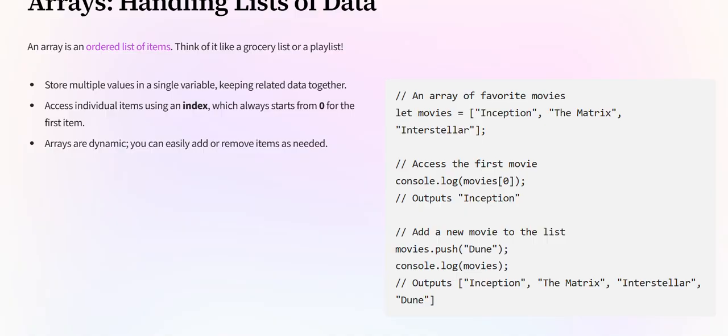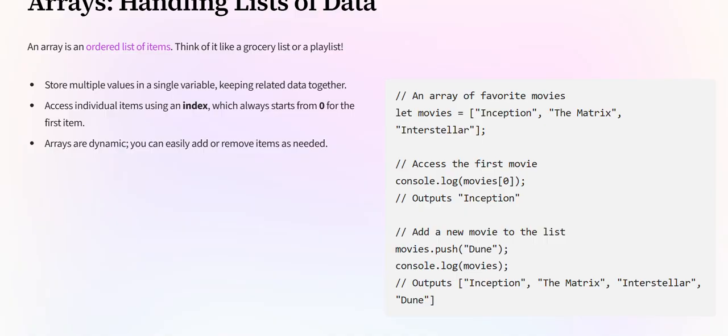That means, for example, if we have n elements, the index of the first element starts from zero and ends at n minus one. Arrays are always dynamic. You can easily add or remove items when needed or not needed.